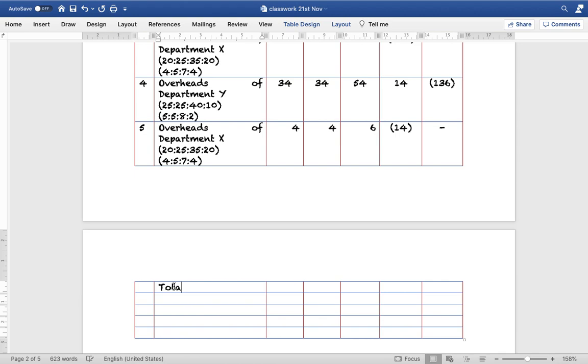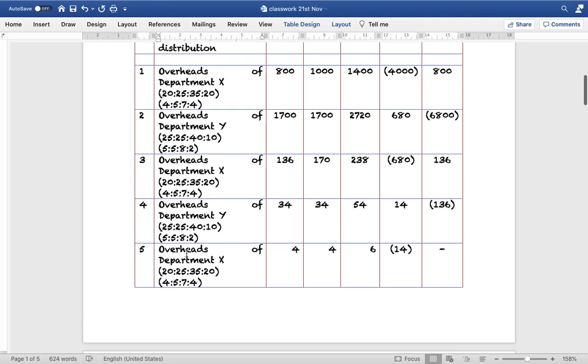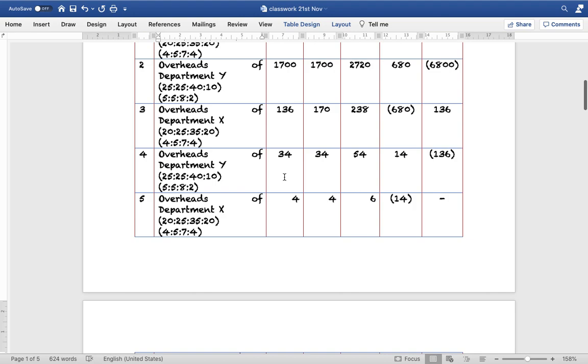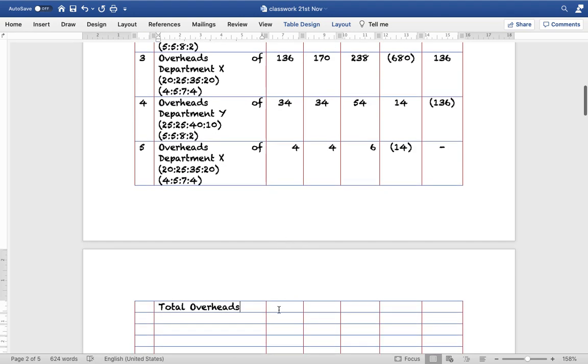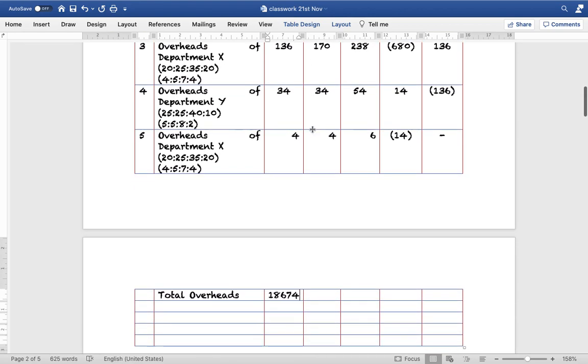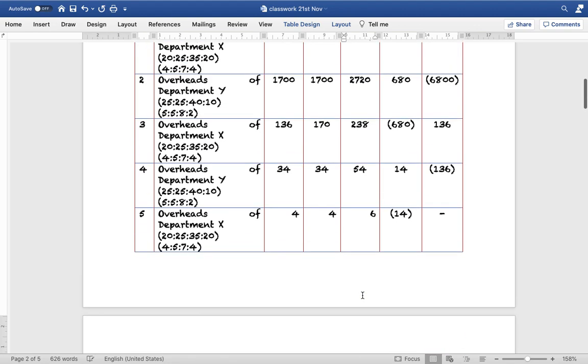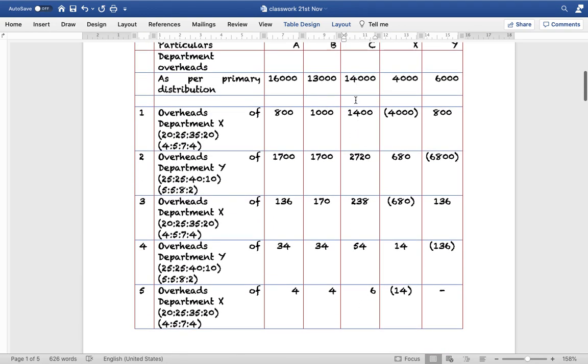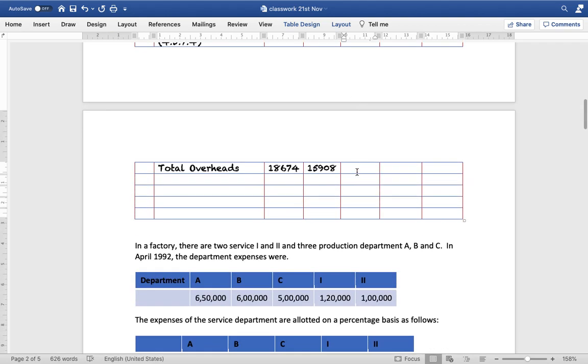So now total overheads. So 800 plus 1700 plus 136 plus 34 plus 4. 18,674. 13,000, 1,700, 170, 34 plus 4. 15,908. And for C, it is 18,418.